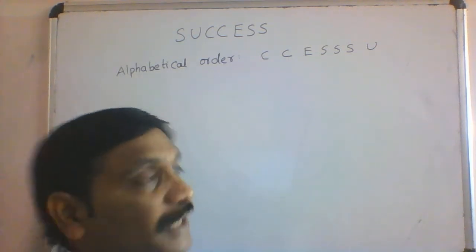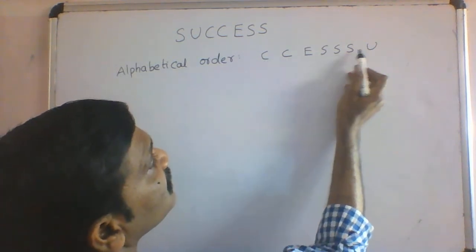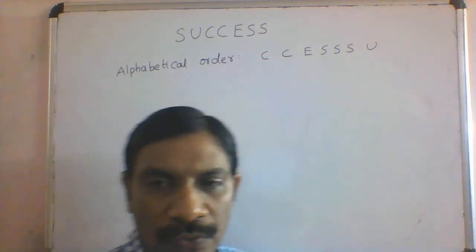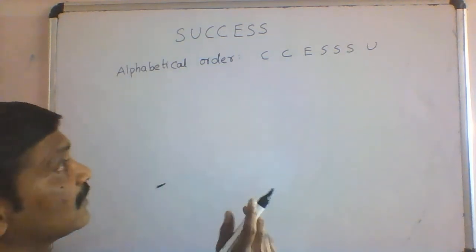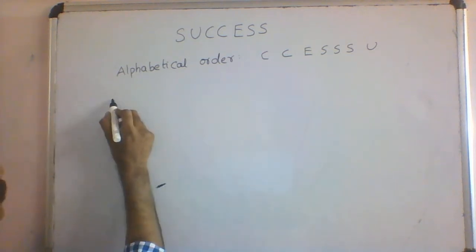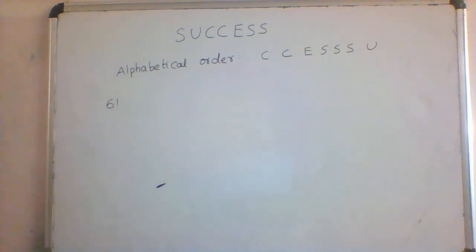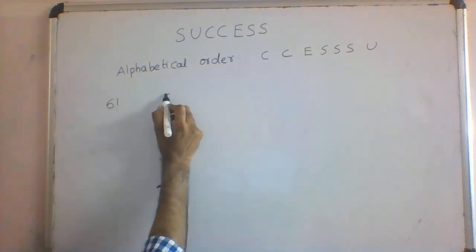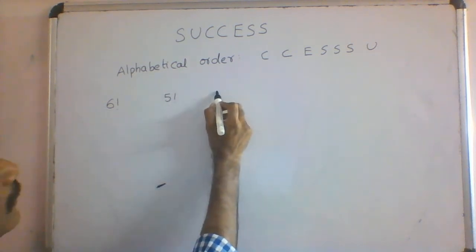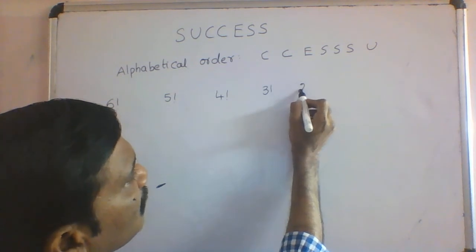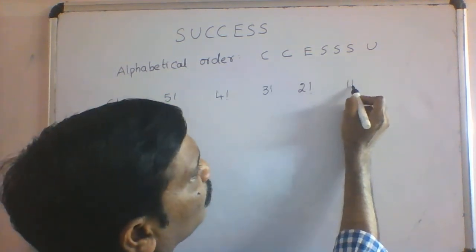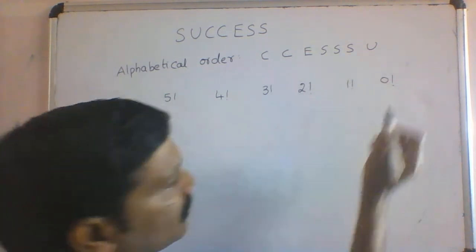Count the number of letters: 3, 6 and 7. So from which number factorial onwards do we have to start? If 7 numbers are there, we have to reduce 1. So start from 6 factorial onwards. Starting with 6 factorial, we will have 5 factorial, 4 factorial, 3 factorial, 2 factorial, 1 factorial, and at last 0 factorial.